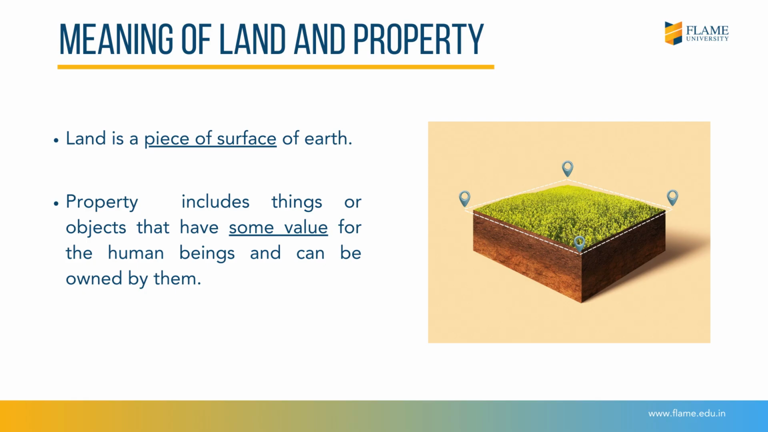Before talking about land and property registration, let me talk a bit about the meaning of land and property. In its simplest definition, land is a piece of surface of earth. Property is a slightly wider concept. It includes things or objects that have some value for human beings, such as money, gold, land, houses, cars, etc. In connection with land, a term, immovable property, is used under the Indian law.